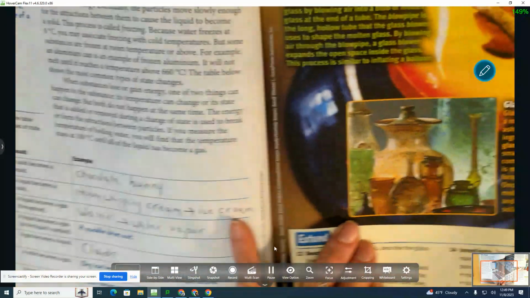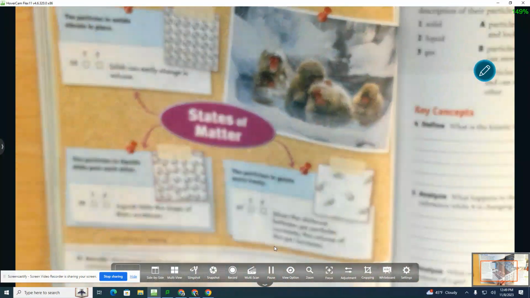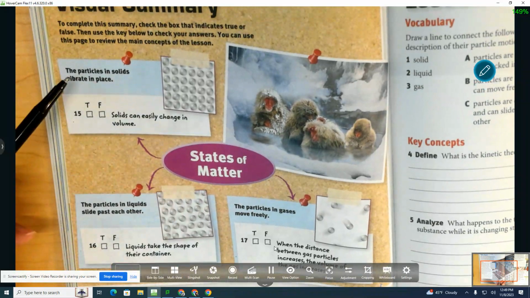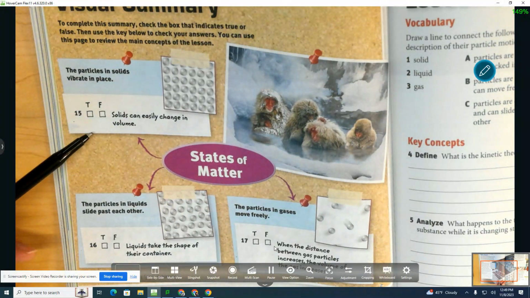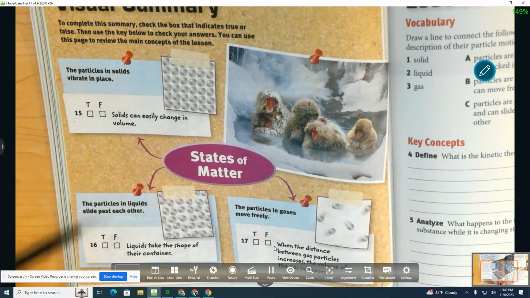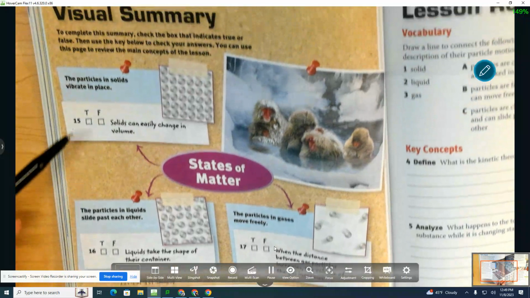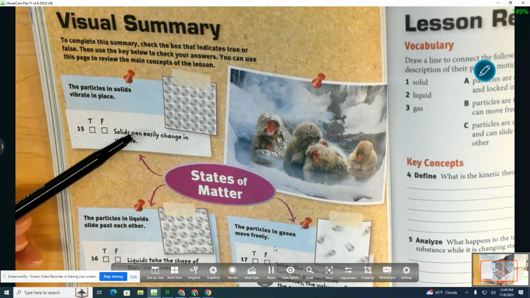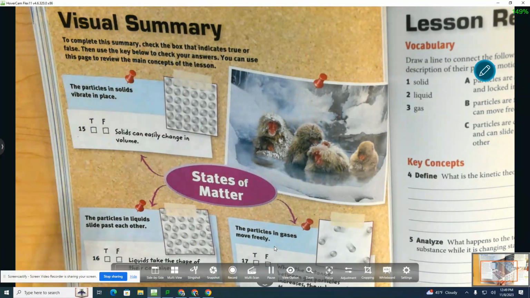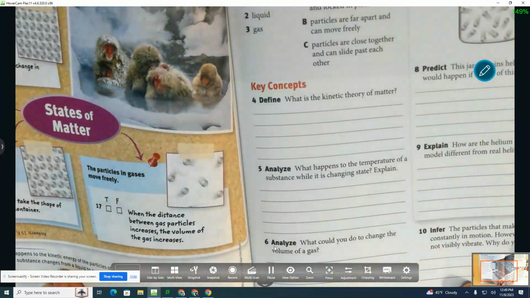We are going to skip page 71, and I'm going to have you do number 15, 16, and 17 on your own. It says to complete the summary, check the box that indicates true or false. Then use the key below to check your answers. So down below, you have the answers. Do the true and false first, then check your answers, okay? And then the lesson review.